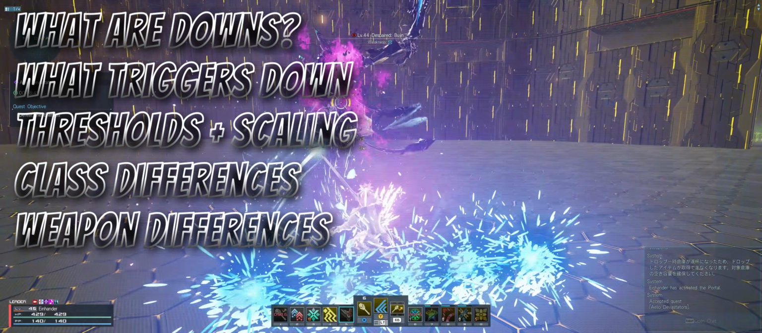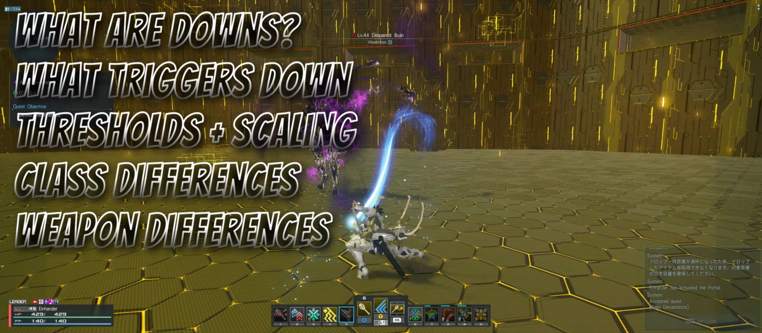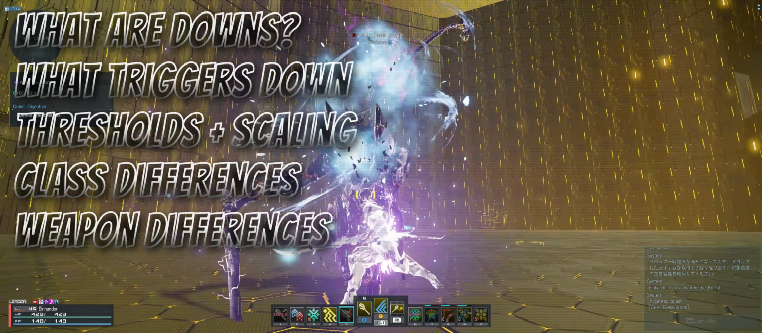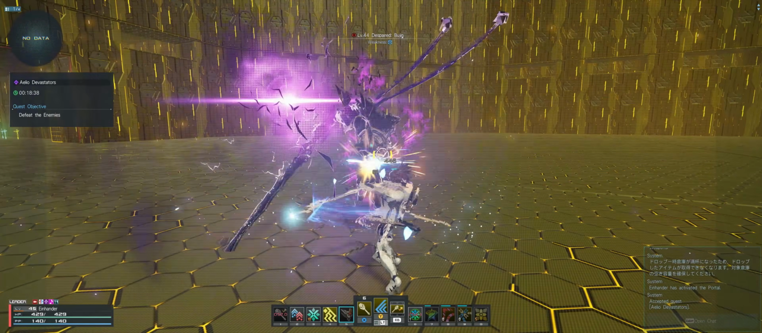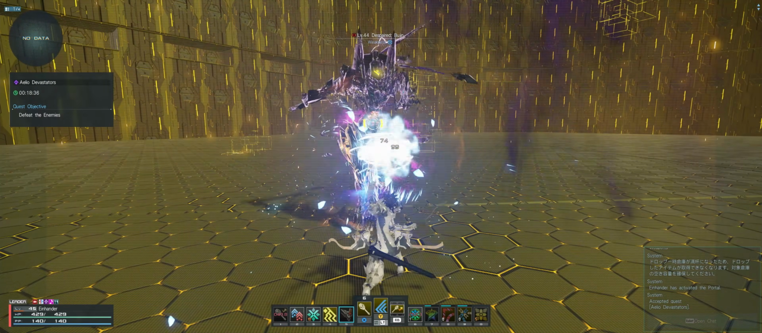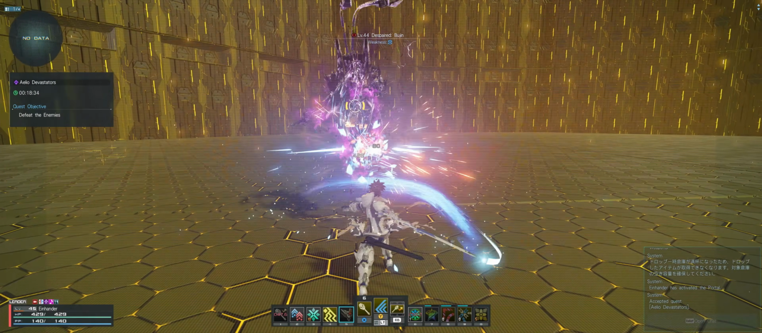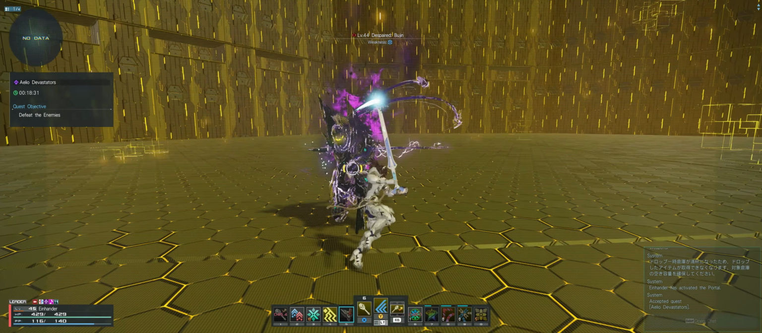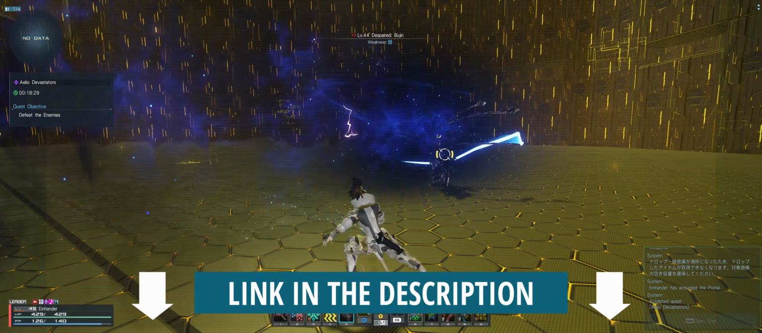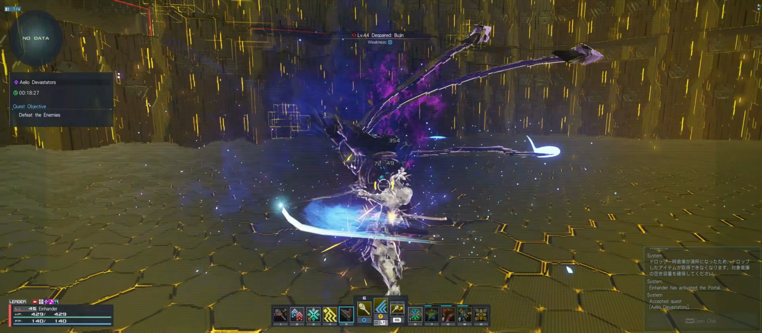And weapon differences. There are a lot of different ways to discuss the topic of downs, and we could literally spend an hour going through all the specific details. Of course, that would be torture. So instead, I'm going to refer to verified data tables that you will also be able to find in the description below for your own reference.